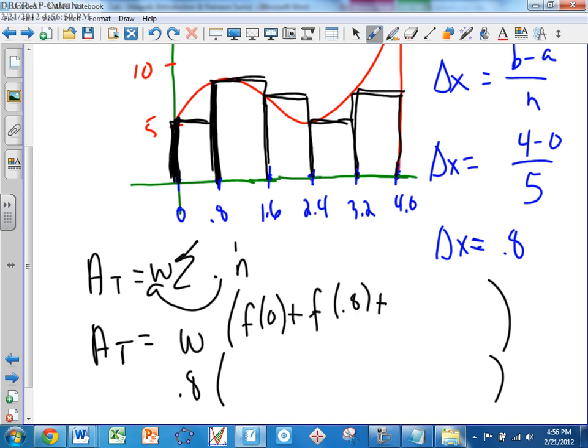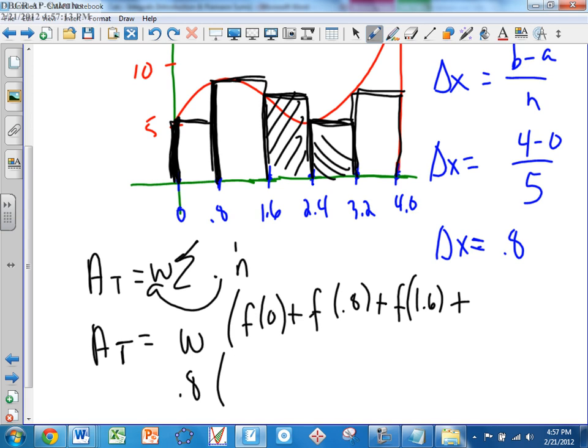Next, the third rectangle. To find the height of the third rectangle, what would it be? 1.6. Very good. F of 1.6. The 1.6 gives me the height of this rectangle, the third one. Then I want to figure out the height of this rectangle. It is based on what? 2.4. Because at 2.4, that's where that height comes from. And then finally, the last one? 3.2. Now, why don't I care about the 4 again? Good. We're looking at all the left side approximations, okay?